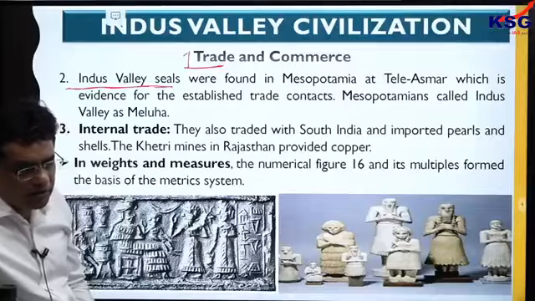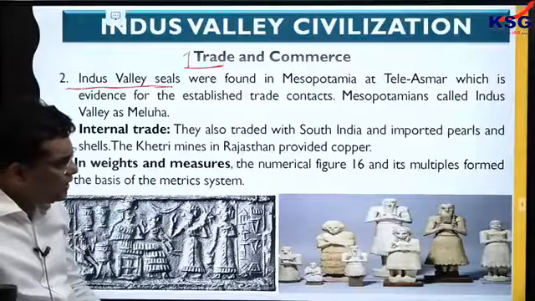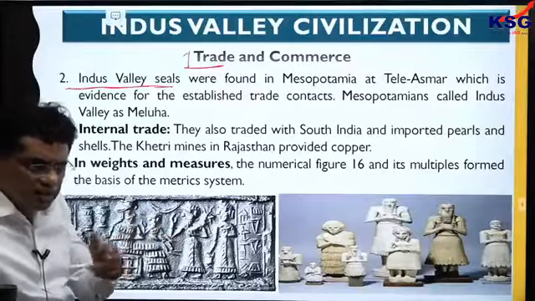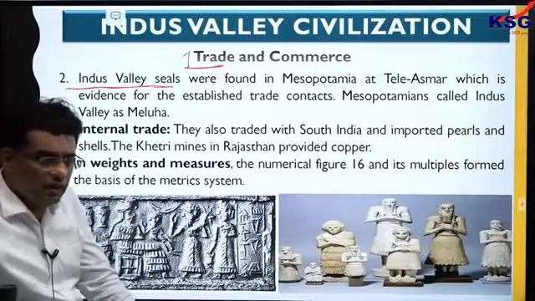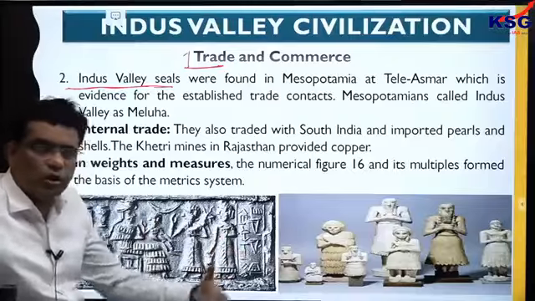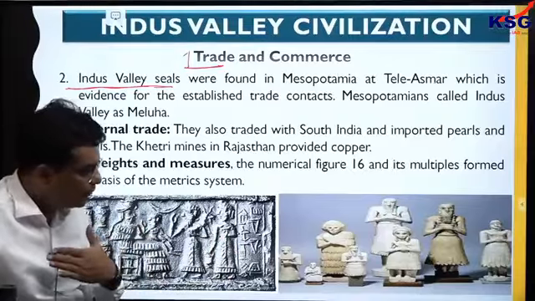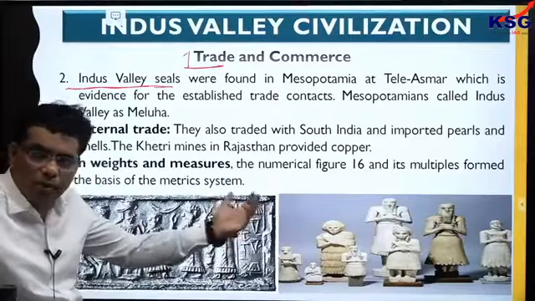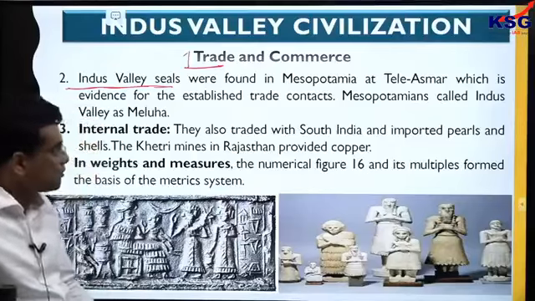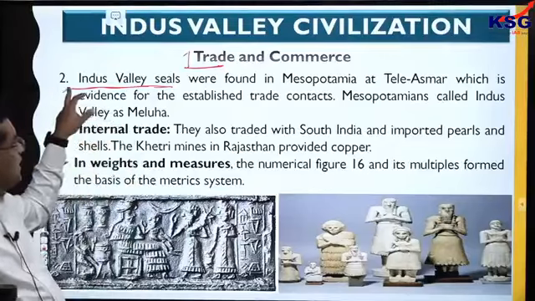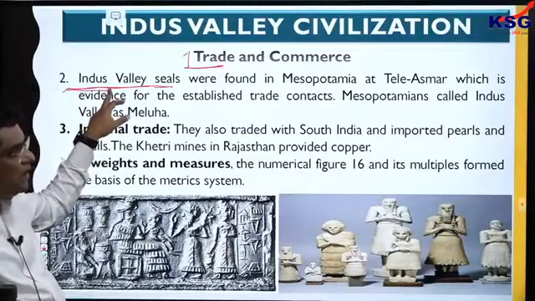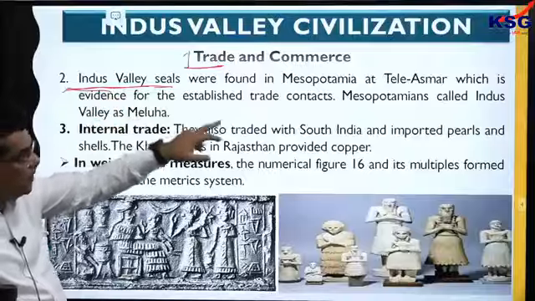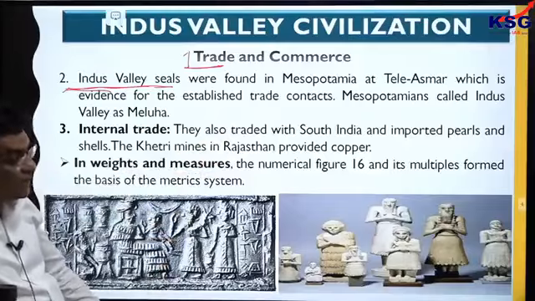What was the medium of international trade? Mostly international trade was symbolic. That is the reason why I told you about seals. Otherwise, barter was also there, because they carried out consumer goods from here and brought some luxurious goods from there. Indus Valley seals were found in Mesopotamia at Tell Asmar, which is a city of Mesopotamia.